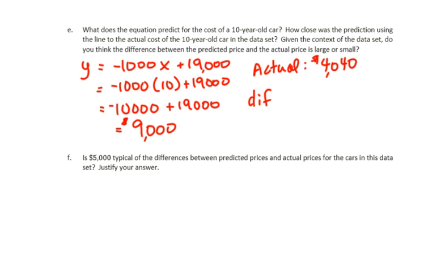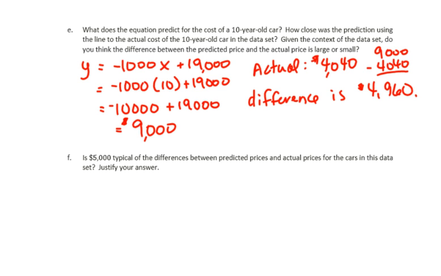So our difference between what we thought and the actual is 4,960. I subtract 4,040 from 9,000. So it's off by quite a bit.